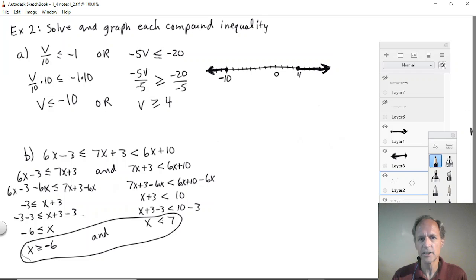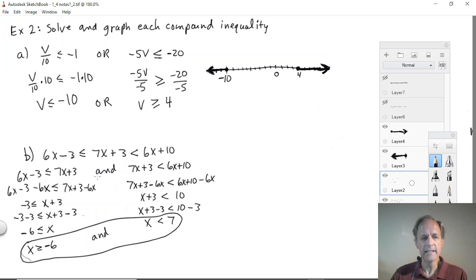Now this is a different situation than the or. On the or, we colored in everything that made either one of those true. Okay, so in the case of v less than or equal to negative 10, we just colored that in. And the other one, v greater than or equal to 4, those also make our compound inequality true. So we colored those as well. Whatever makes either one of those true makes the compound inequality true because the compound inequality says or. Just needs to have one or the other.